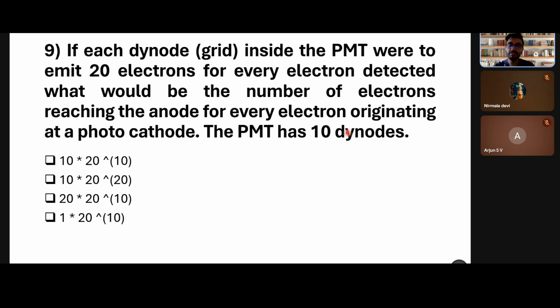If each diode inside the PMT, which is the photomultiplier tube, were to emit 20 electrons for every electron detected, what would be the number of electrons reaching the anode for every electron originating at a photocathode? The PMT has 10 diodes.